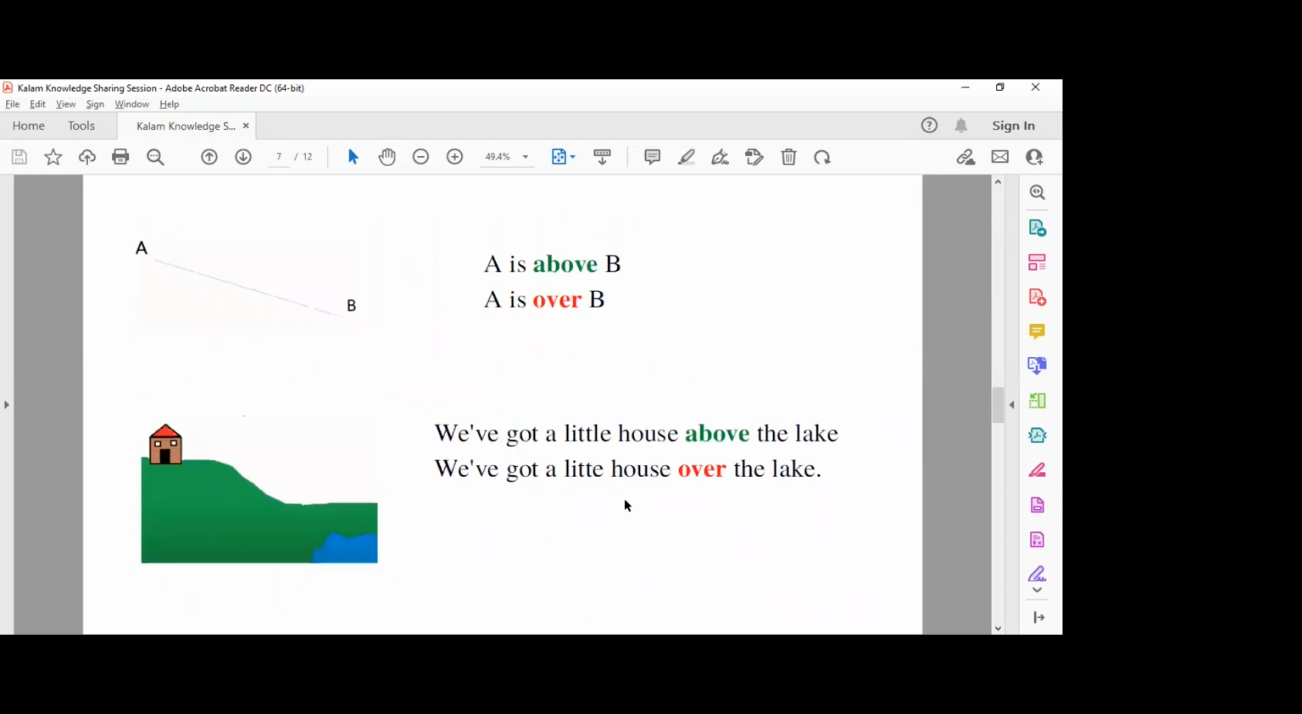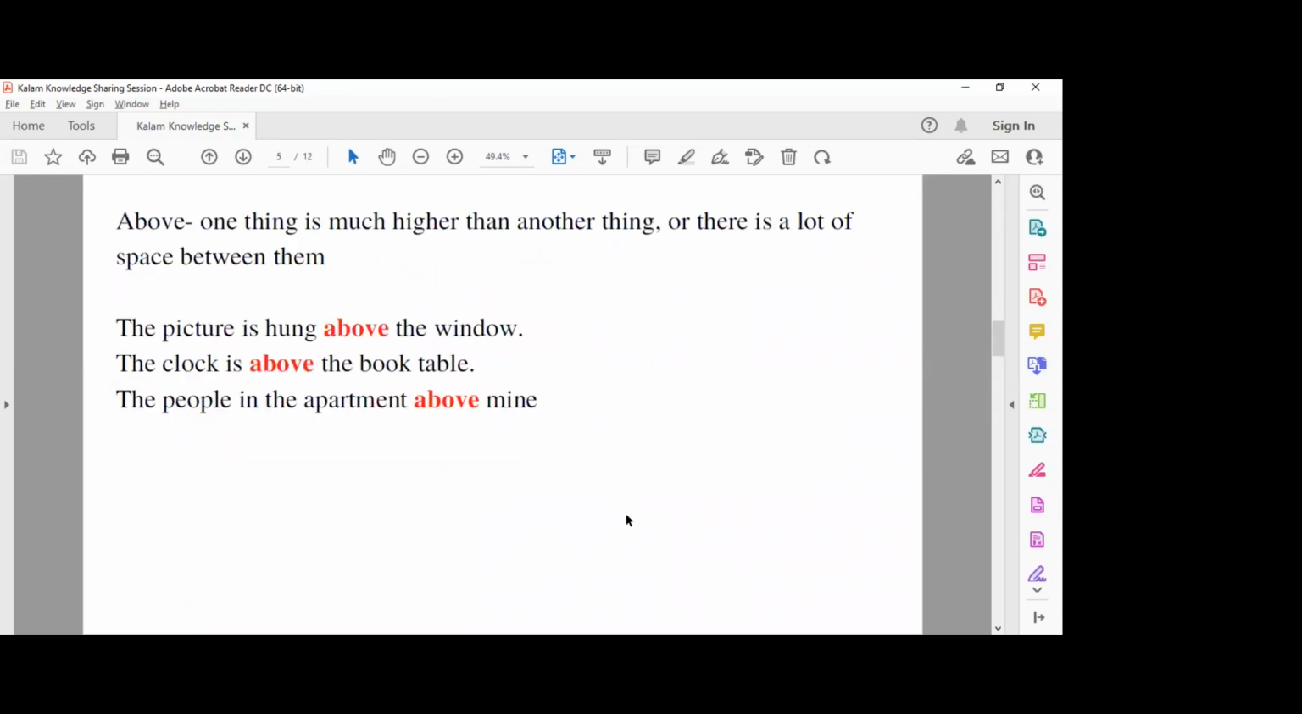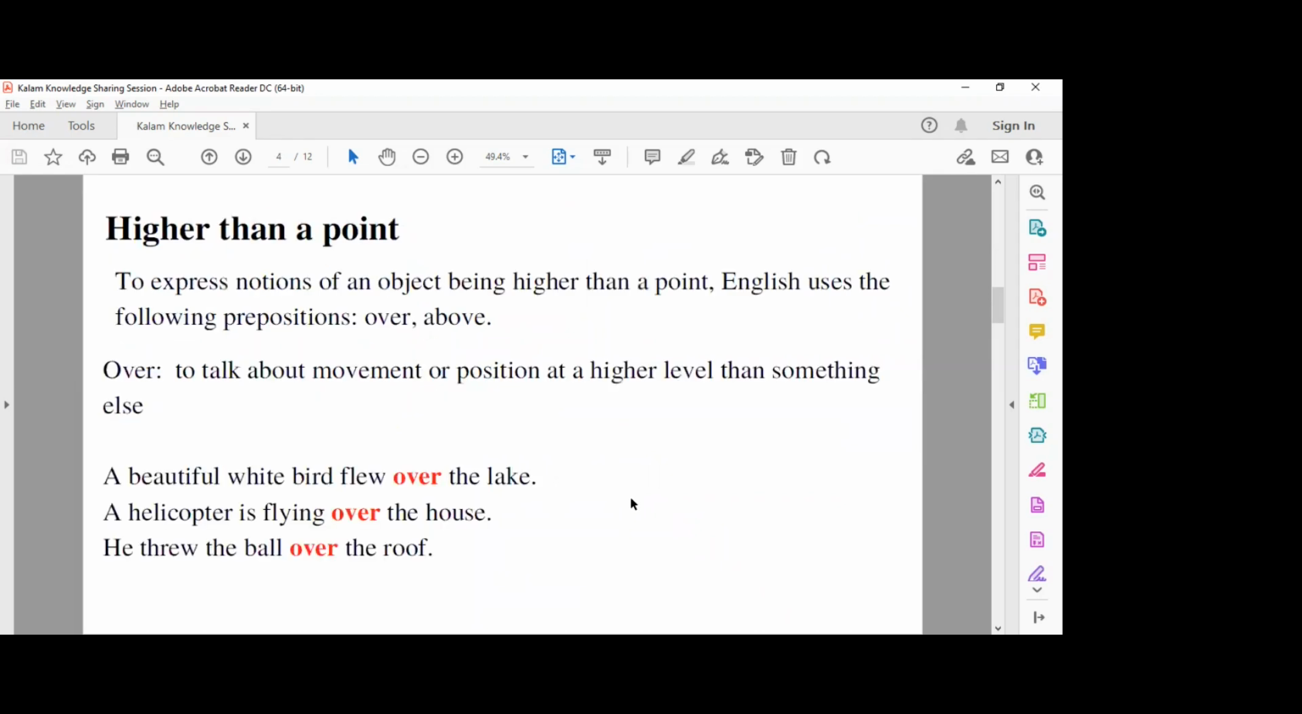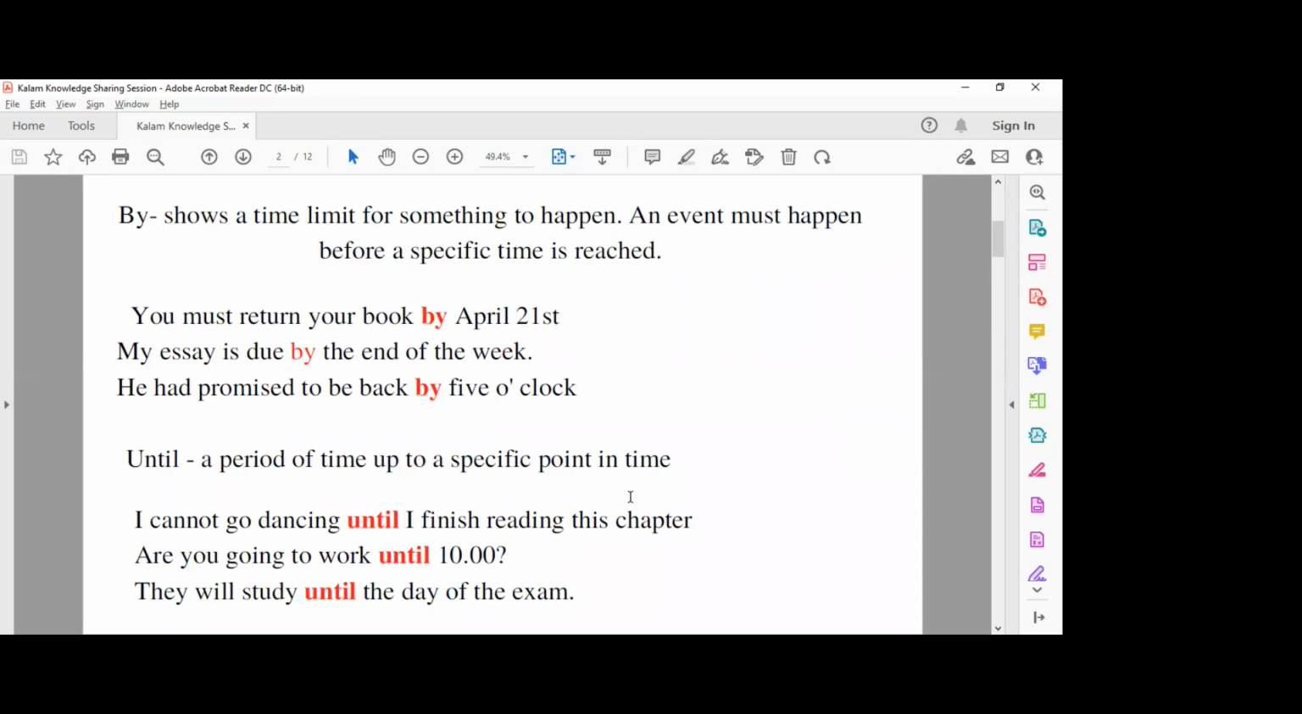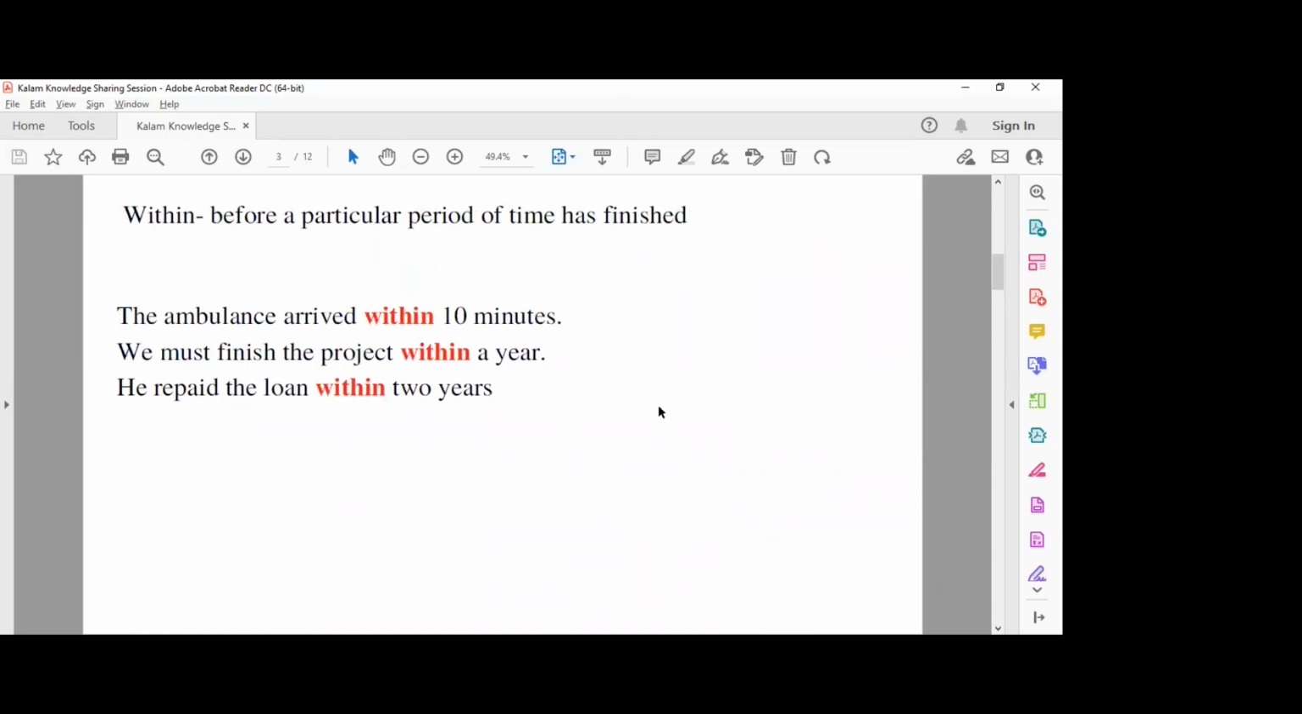So next one is "within". We use "within" before a particular period of time has finished.